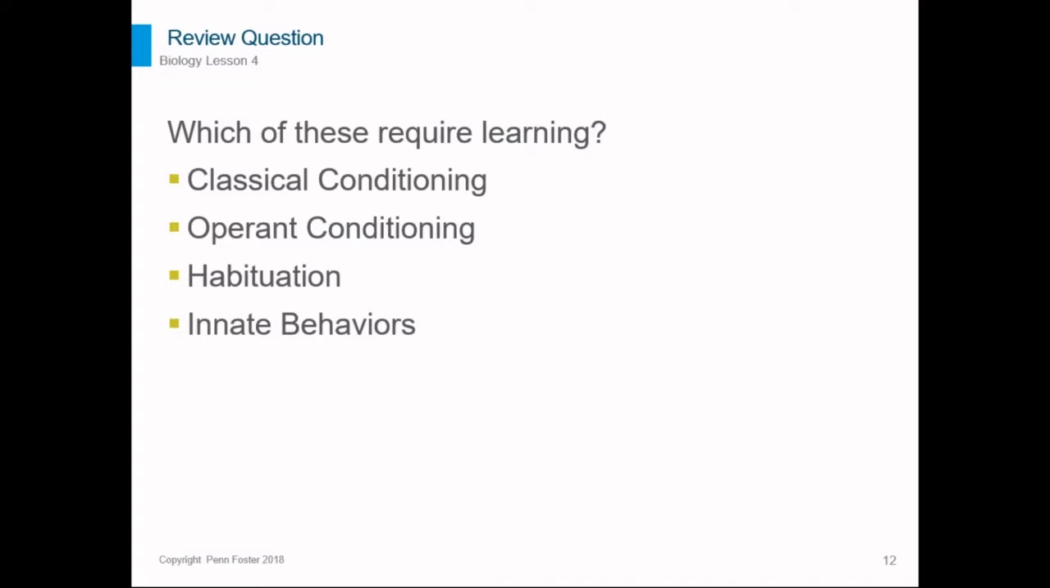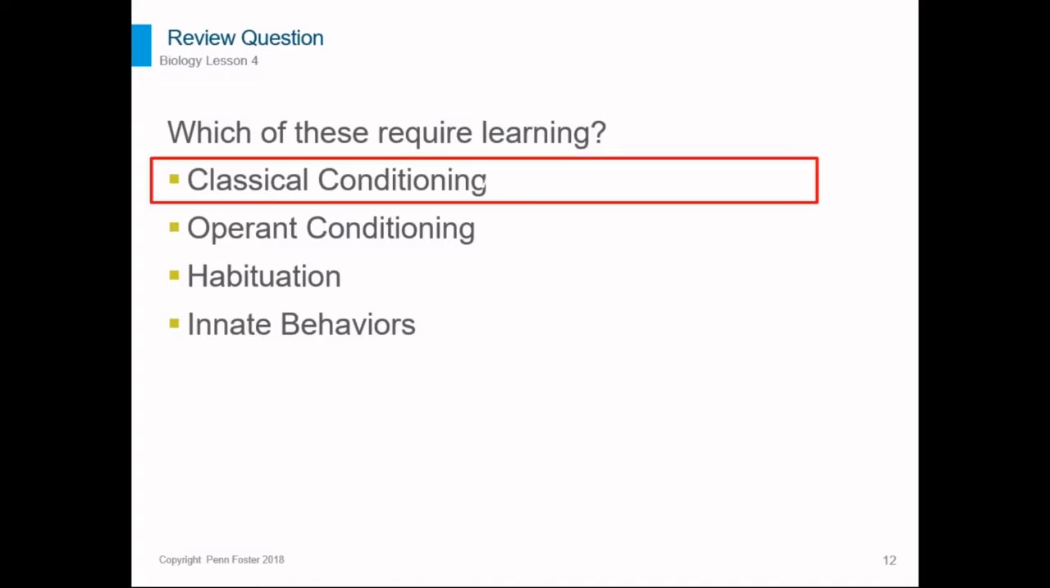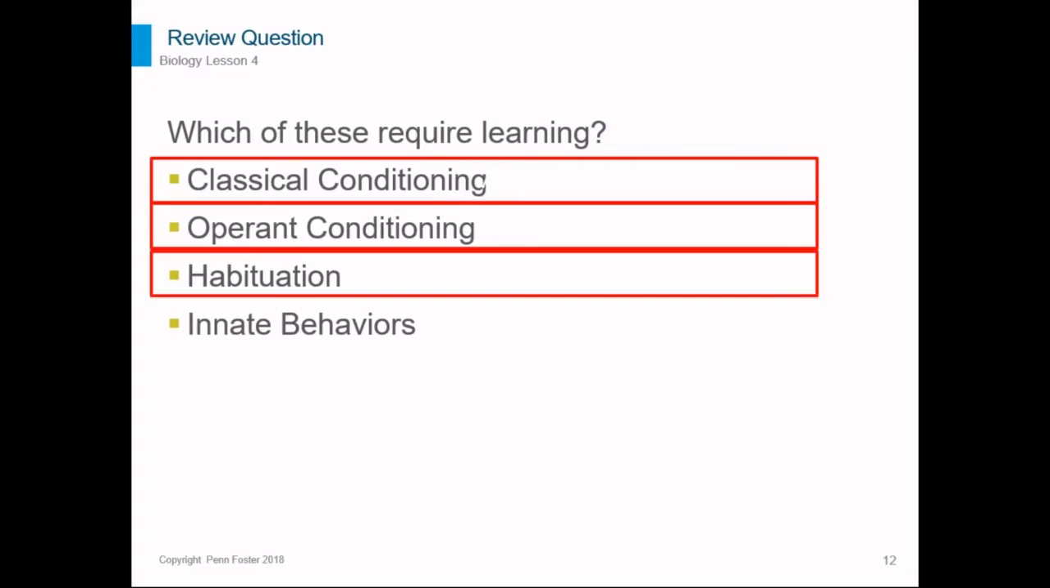So our answers are actually classical conditioning and operant conditioning and habituation. So remember, classical conditioning is the animal learning that a certain stimulus will have a certain effect. Operant conditioning is the animal learning that if they behave in a certain way, they get a certain effect. Habituation is an animal learning that a certain stimulus doesn't matter. And then the last one, innate behaviors, there's no learning there at all. Those are instincts. They're things that don't require learning.